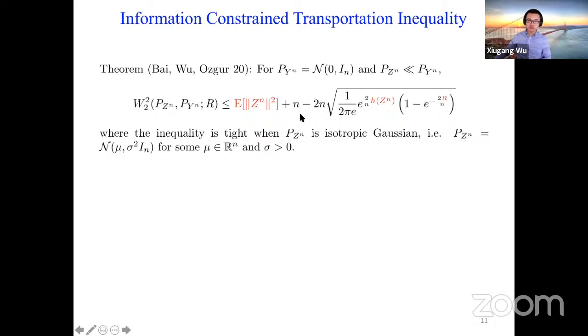And this expression is basically in terms of three parameters, right? First parameter, the second moment of Zn. Second parameter, the entropy of Zn. And lastly, the information constraint, capital R. And we can also show that this inequality is tight whenever Pzn is isotropic Gaussian, with an arbitrary mean and sigma squared times an identity covariance matrix. Compared to the Talagrand transportation inequality, this inequality is tight for a wider range of Pzn, not just for Pzn being a shifted version of Pyn.